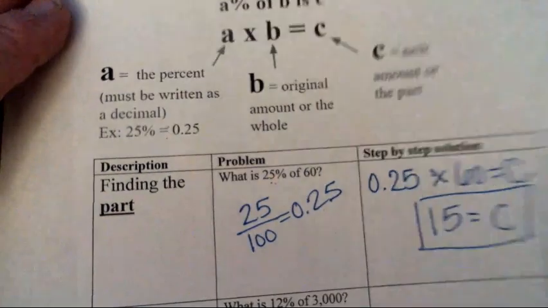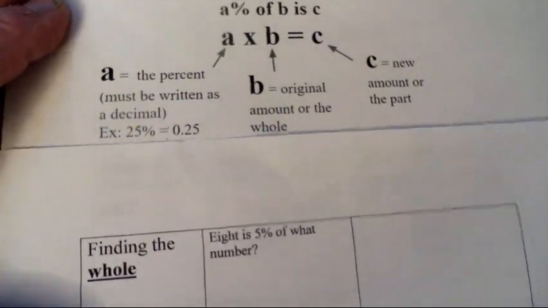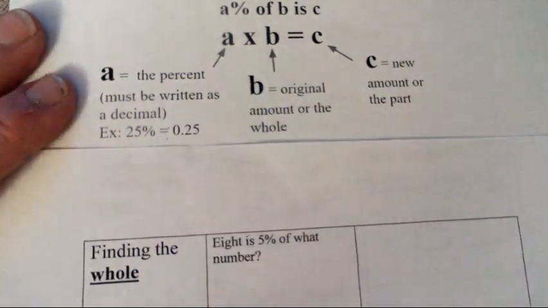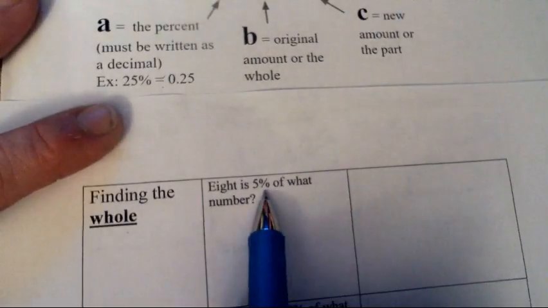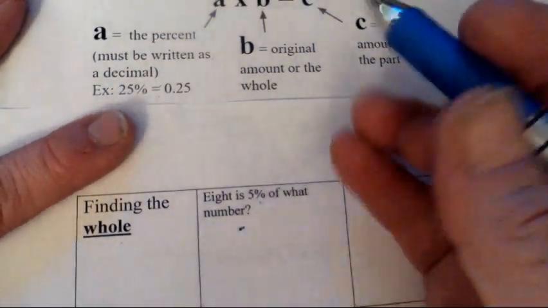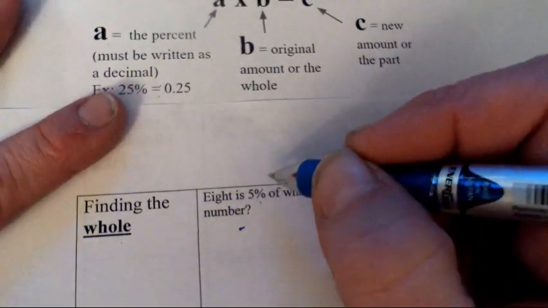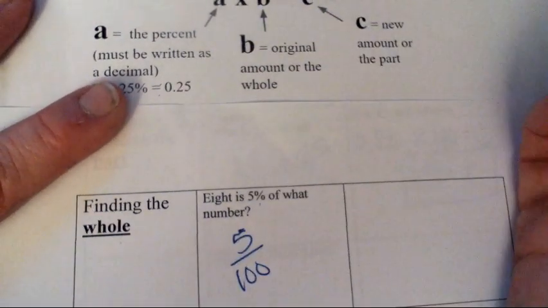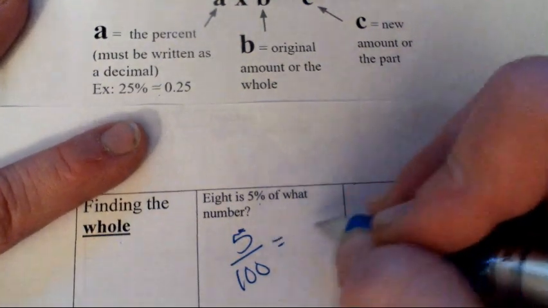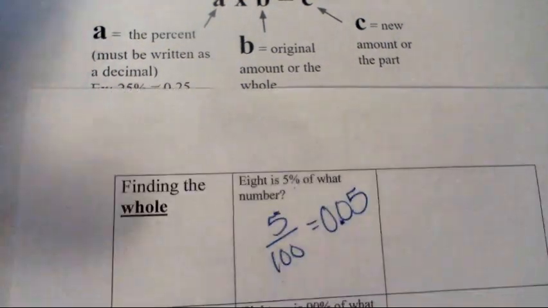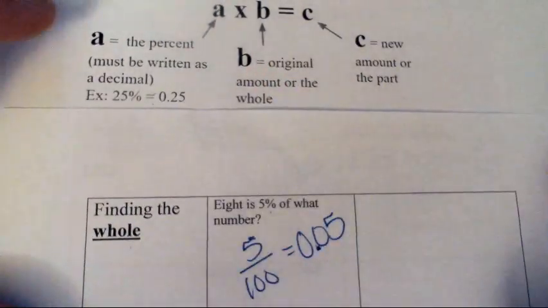The second component in this is finding the whole amount. Finding the whole is B. So when we have an unknown, and we're trying to find B, we still start by converting our percent to a decimal. So 5 divided by 100 equals 5 hundredths, 0.05. Our equation is going to be the same as last time. Well, not quite. The B is what's missing this time.